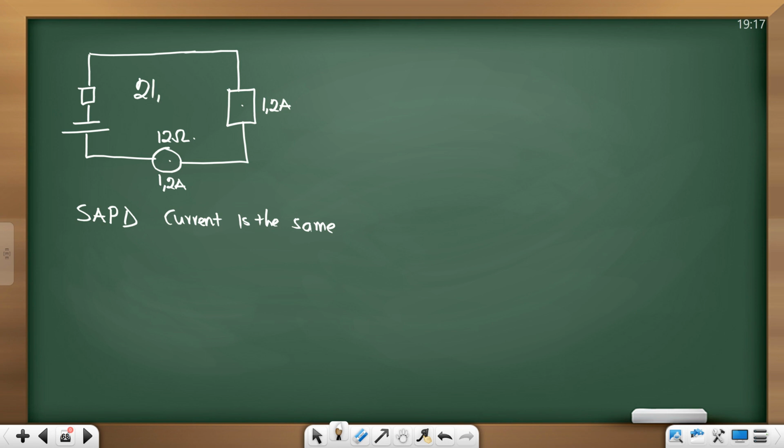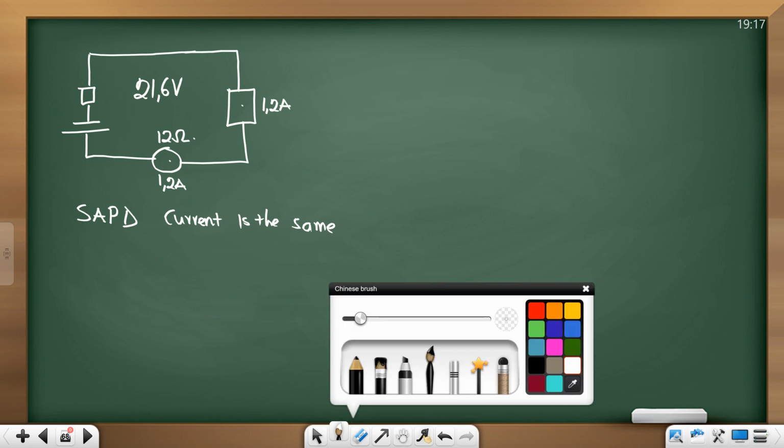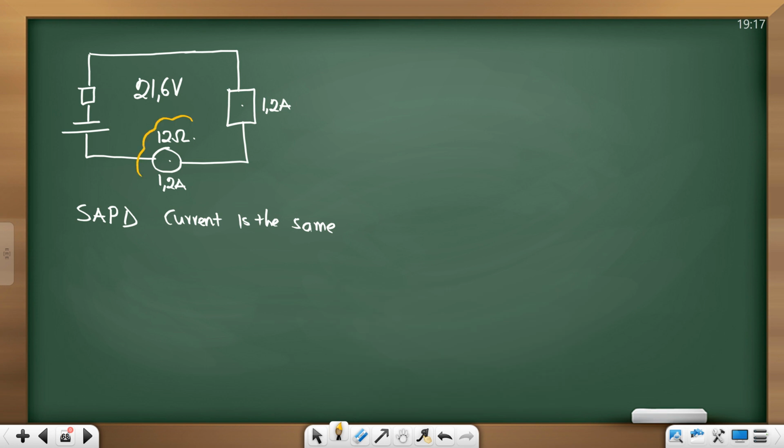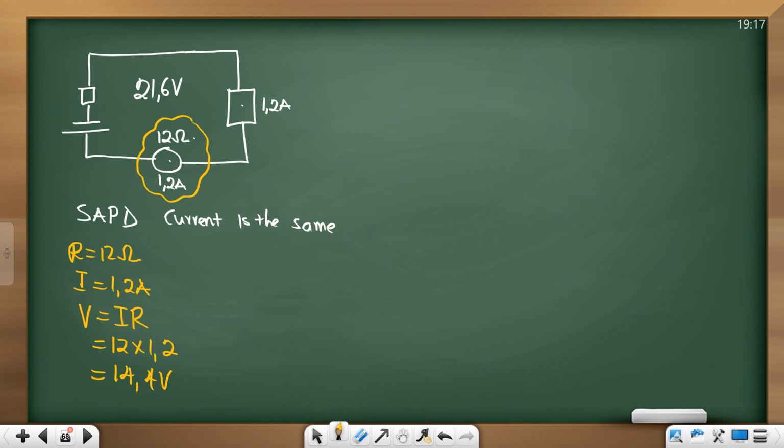The total voltage here is what? 21,6 volts. Are we okay there? Something is missing here. Three friends play together, but one friend is missing. Who's missing here? We have R as 12 ohms. We have I as 1,2. Who's missing? Voltage. What's the formula? V equals IR. What do we have? 12 times 1,2. 14,4 volts. Makes sense? 12 times 12 is 144, and there's one decimal. So it's 14,4.